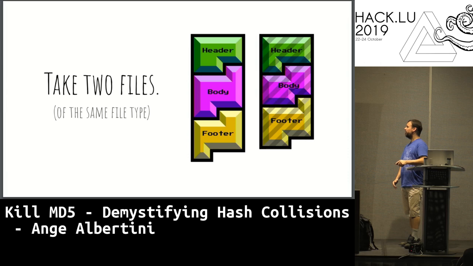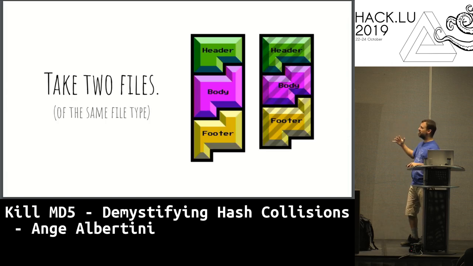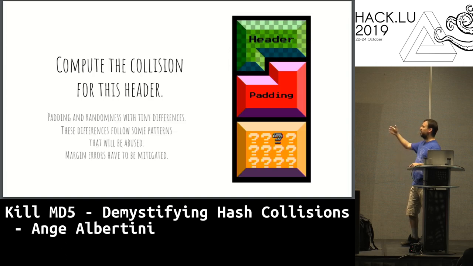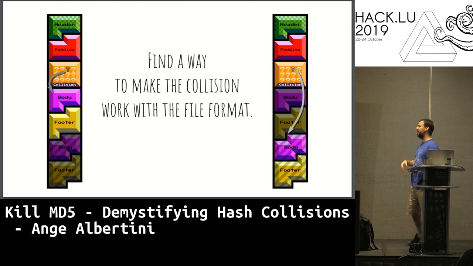In practice, you take two files with each their body and footer, and you use a common header that is a bit similar. I mean, there are some restrictions, but it is similar to both, and can work with both. Of course, you may have to remove some features, but it may still make the file valid. Then you will have some padding and the collision block, as we saw previously. You craft the header so that the differences in collision blocks are taken into account. Then you put the original body and footer, and you make it so that the collision block acts like a switch for one or the other version of the body. Again, I'm not going to go into details. It's for the workshop tomorrow. But you have to find a way to make the collision work with the file format.